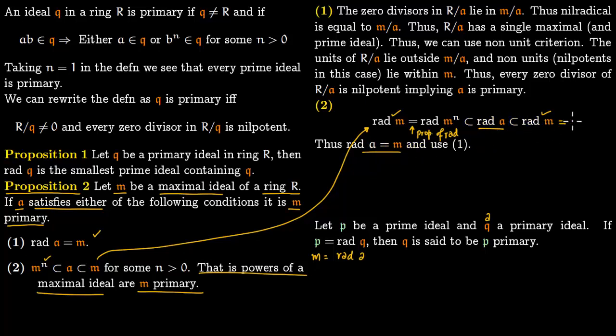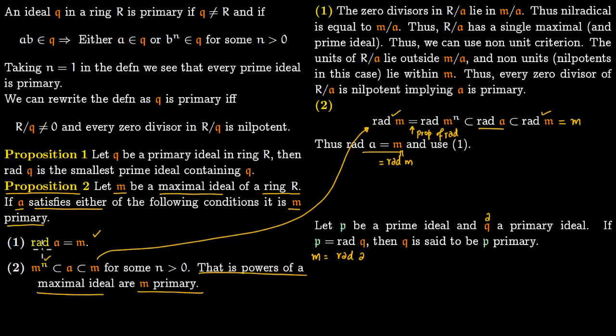this radical of M is just M, because M is maximal and therefore prime, and radical of a prime ideal is prime. So radical of M is M. So radical of A is equal to radical of M by this equation here, which is equal to M. So radical of A is equal to M, which is condition 1, and therefore if we assume 1 is true, we can say A is a primary, and radical of A equal to M would say that A is M primary.